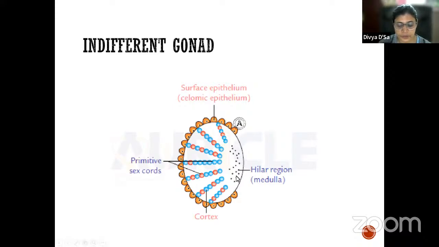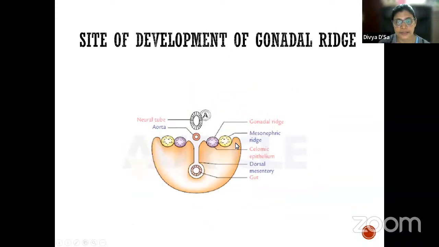So the first indication is the development of the primitive gonad. The primitive gonad, that is the genital ridge, we see it by the 4th week. An elongated elevation, which we saw earlier, this elevation is the genital ridge. It appears on the medial side of the mesonephric ridge, otherwise called the nephrogenic cord. So on the medial side of it, we see the genital ridge.